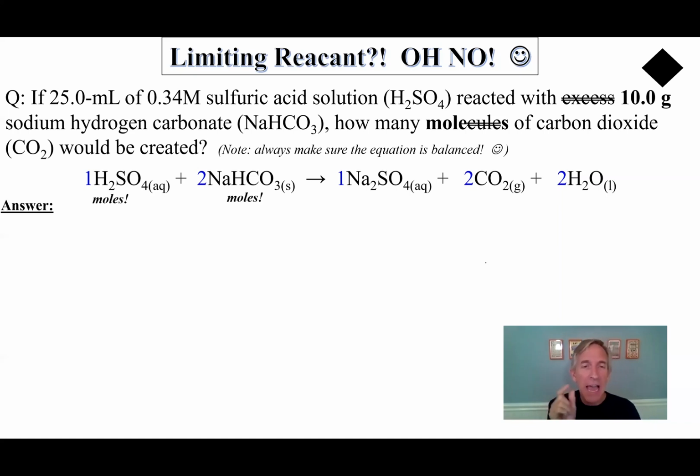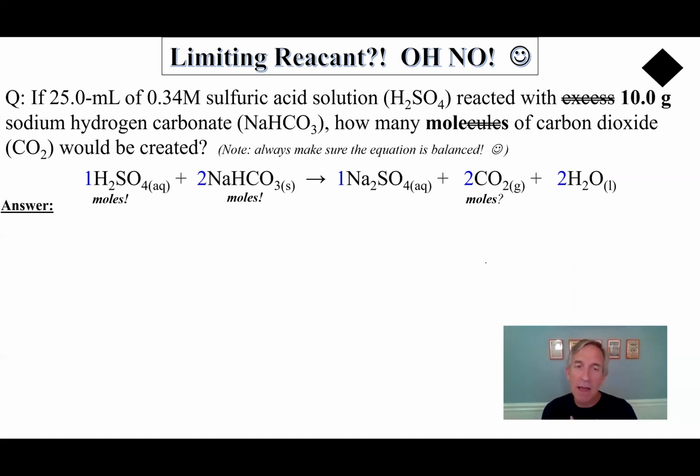So again, now in the problem, I know the amount of each reactant. I can figure out moles of each reactant, and I'm trying to figure out moles of CO2. Okay? Take a second, see if you can try this one, and tell me how many moles of CO2 this reaction could possibly produce. Pause the video.